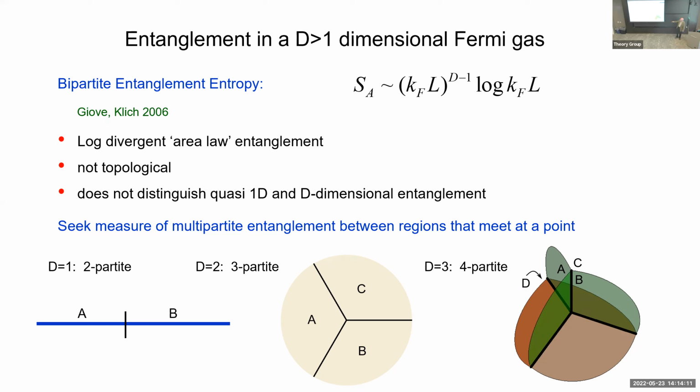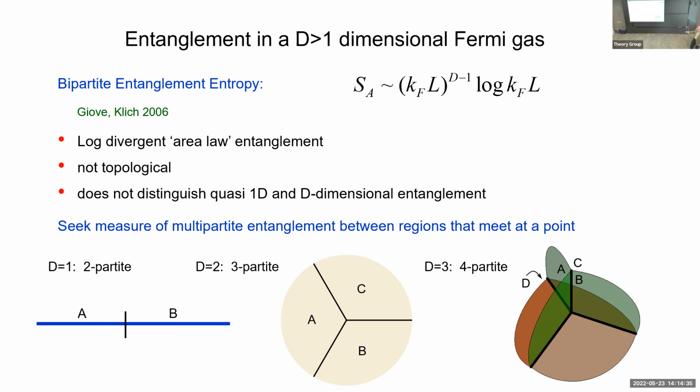I don't know if you can parse this picture here, but this is sort of like a 4-dimensional peace sign. Okay, a 3-dimensional peace sign. Sorry. So this motivates us to consider the 3-partite or 4-partite entanglement.